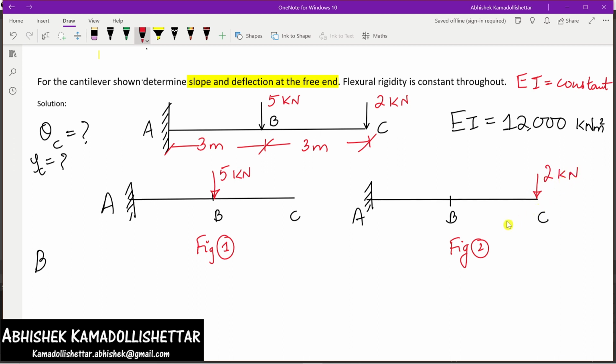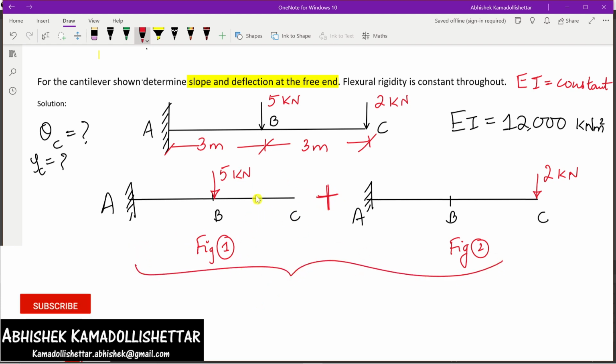That is what the principle of superposition is telling. That is, if there are two loads, individually you have to take those loads at their respective positions, then draw the bending moment diagrams and then combine the results. So I need to combine, so I am using the plus symbol. Both diagrams together will always give you the original problem itself.